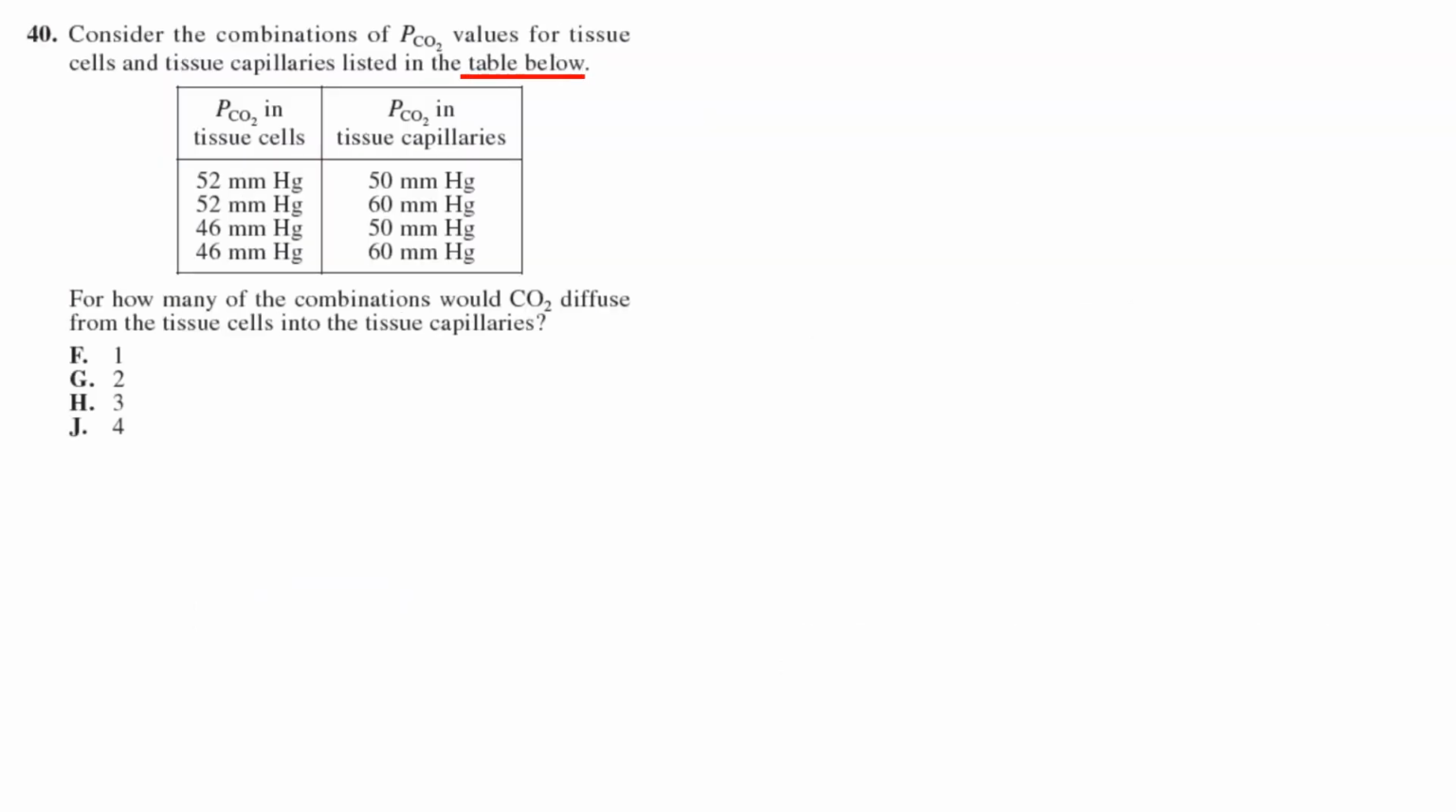Number 40, just using this table below. So this table is all we're using. For how many of the combinations would CO2 diffuse from the tissue cells into the tissue capillaries? So the pressure on the right has to be less than the pressure on the left for there to be room for the diffusion to work. So how many of that has less pressure in the tissue capillaries? Only one. So your answer is F. A little bit of knowledge in that question.